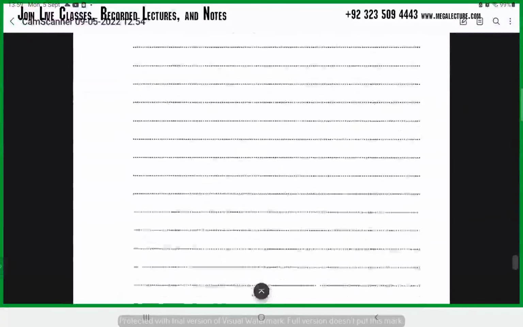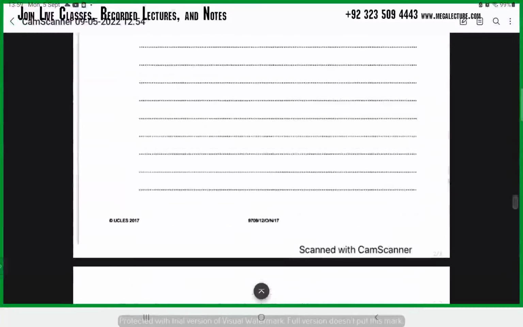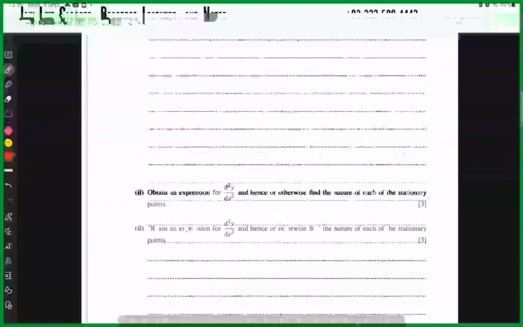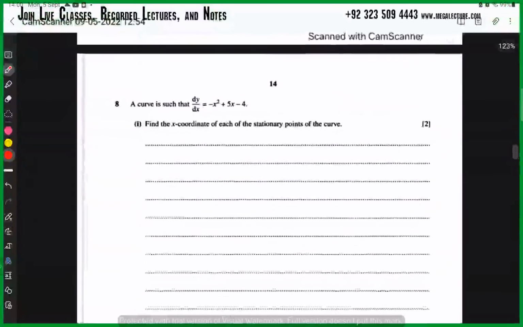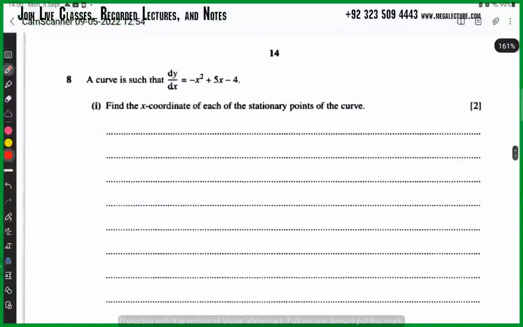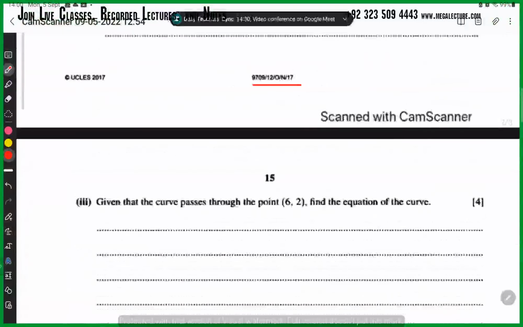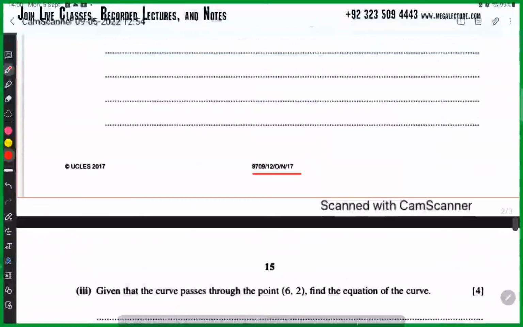Okay, perfect. Let's talk about some more questions and one very small concept as well. Now this is the second question, or basically the 8th question of this year. You can just note the details. It's again for the 2017 exam.